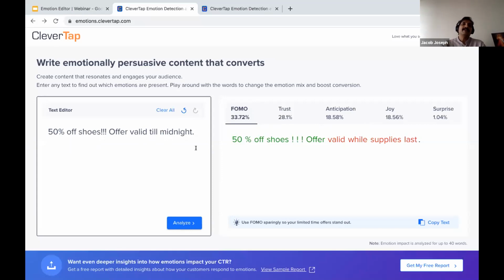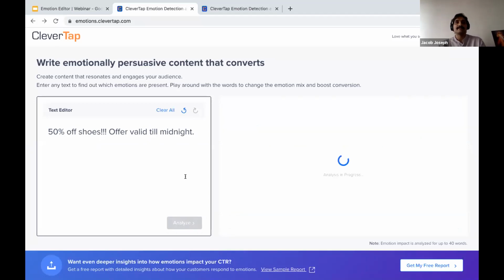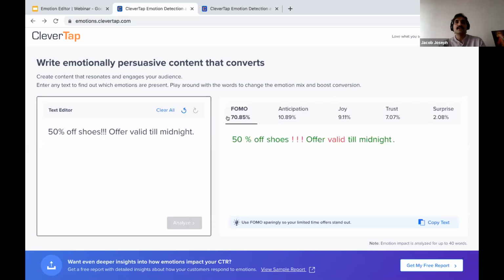So now I'm creating a real call to action where the offer is valid only till midnight. Intuitively, it does make sense that this will have a higher FOMO. Let's see what the impact is over here. So roughly the FOMO has doubled, and you will see that if you take out 50, the FOMO will drop by around 26%. Likewise for offer valid till midnight, midnight has a high impact on the FOMO.